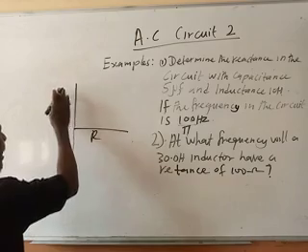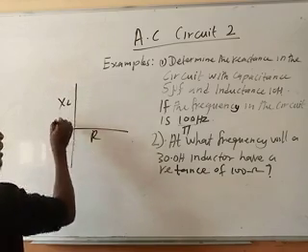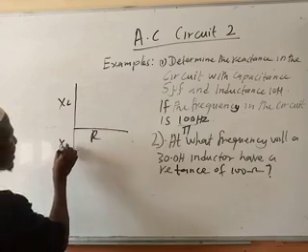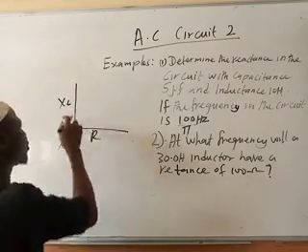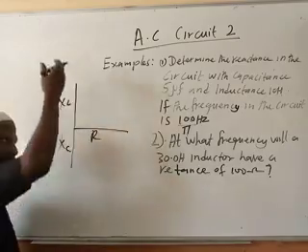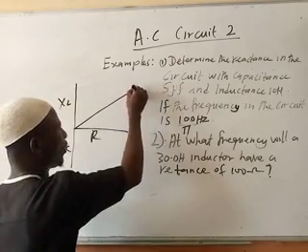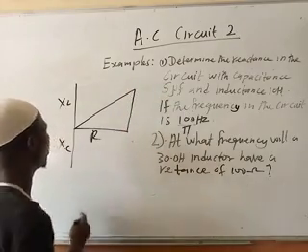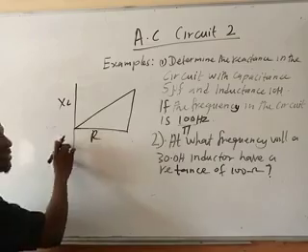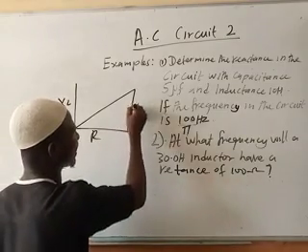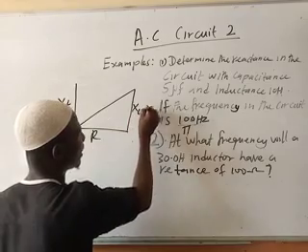This one is XL. And this one is XC. Then by the time you subtract this one from this, it still remains vertical. You now bring it here to form a right angle triangle. The result of this and this will give you here. That is XL minus XC.